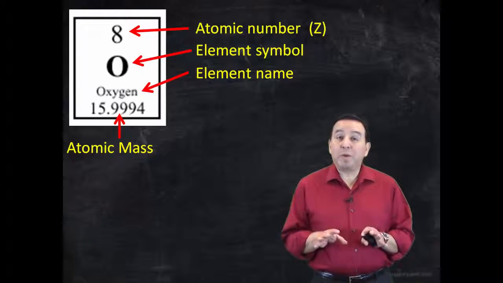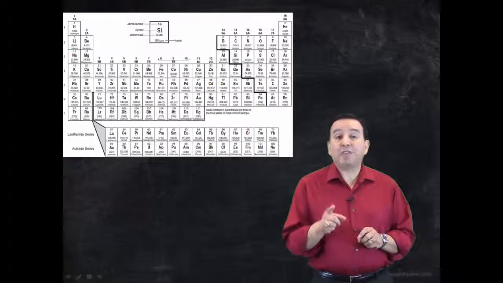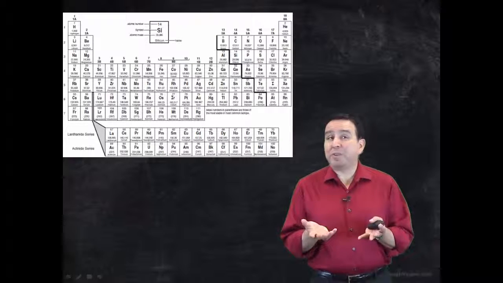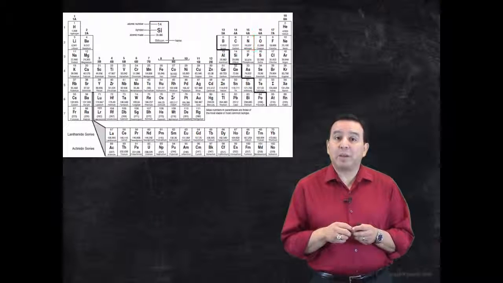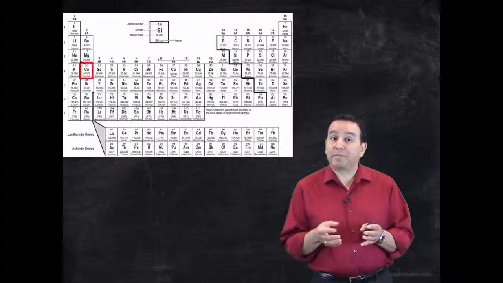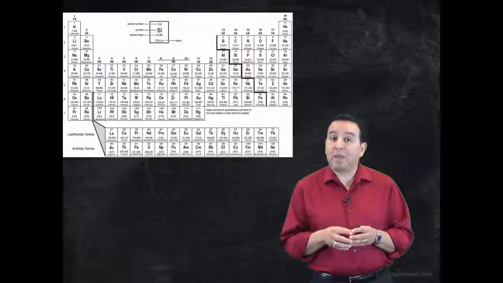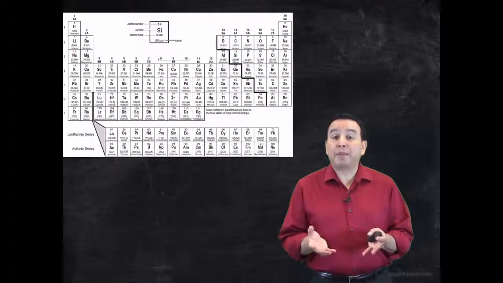So, using your periodic table, if I asked you how many protons are in nitrogen, you would tell me 7 protons because of the atomic number. So, how many in calcium? That would be 20. How many in chlorine?